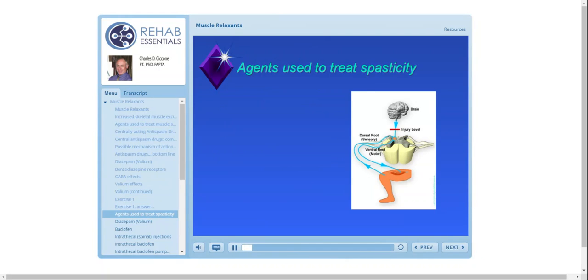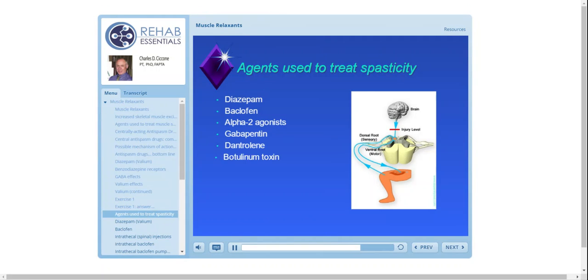So here we go with our agents used to treat spasticity. Again, spasticity being due to an increased stretch reflex activity subsequent to a central nervous system injury. And we'll go through this list, starting again to say a few final comments about Valium or diazepam, and then we'll talk about some other interventions that are very common in spasticity, like baclofen, the alpha-2 agonists, gabapentin, dantrium or dantrolene, and then finally botulinum toxin or Botox.